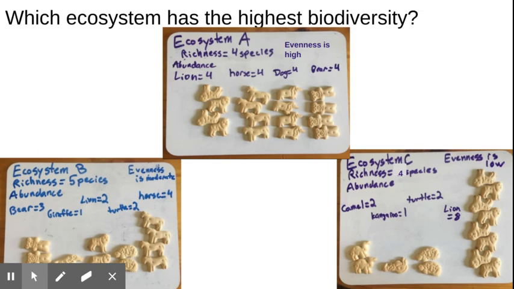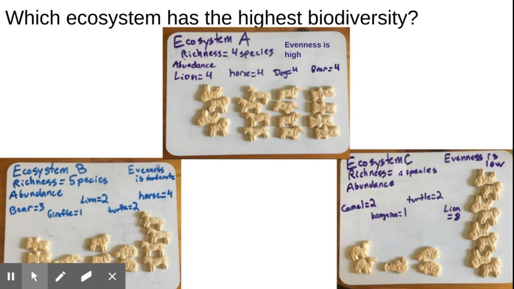Ecosystem B, it's got moderate evenness, but it definitely has a higher richness. So ecosystem B might win by the richness. It also has fewer of several of the organisms compared to ecosystem A or even ecosystem C. So again, not a clear winner, but I could argue ecosystem B. I could argue ecosystem A. It would be hard to argue for ecosystem C.